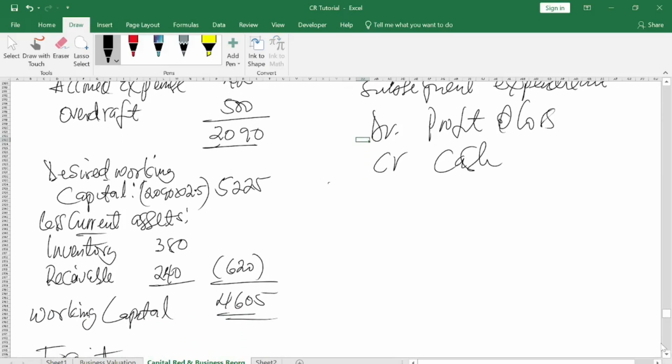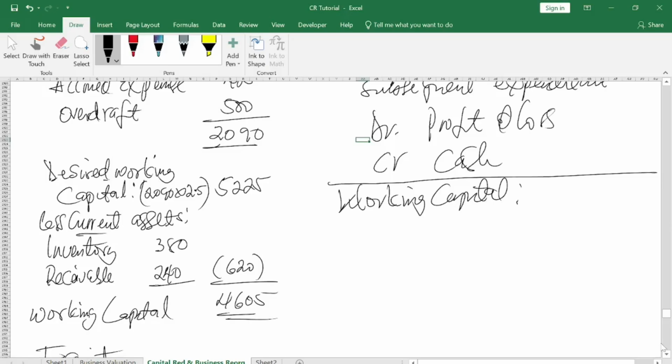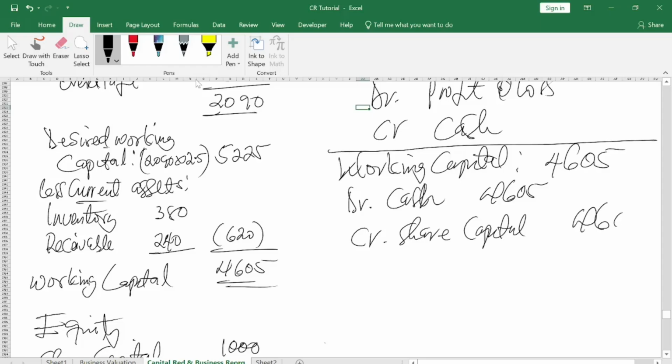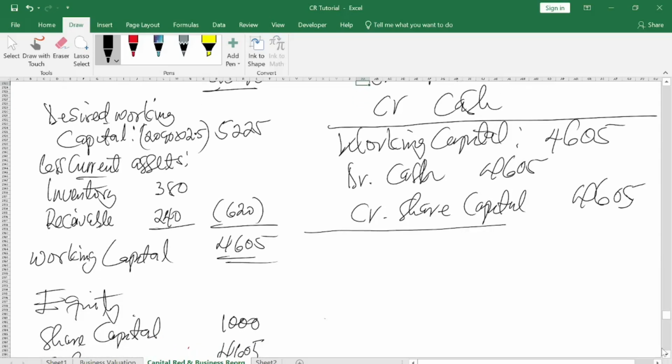When we look at this very question, there is a working capital, which is a new cash introduced into the business, which is 4,605. So when this money was introduced into the business, what happens? We debit cash of 4,605. Then we credit your share capital, 4,605.